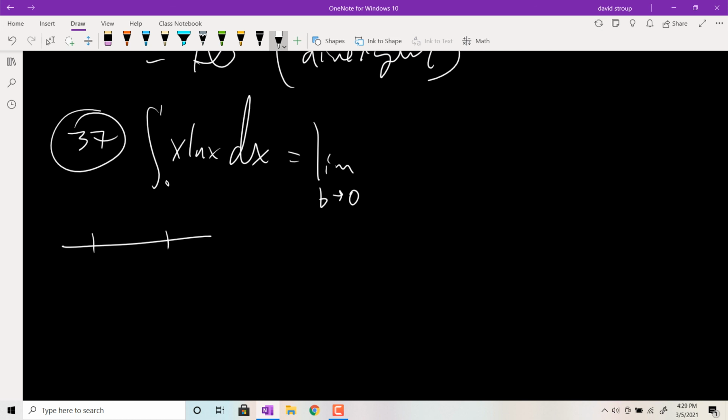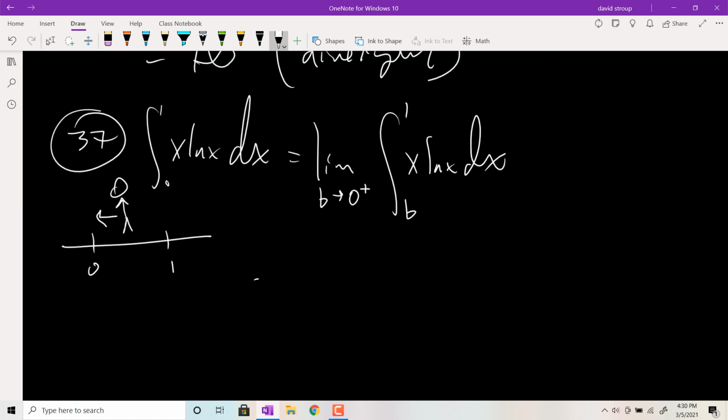So what I taught you to do is kind of think of a running man in between 0 and 1, and then we go to the discontinuity. In the direction that we are going from the little picture, we're coming in from the positive direction, so that will be b goes to 0 from the right. Replace 0 with b, and then you have x ln x dx. So I got the limit as b goes to 0 from the right, and then you just have this integral to kind of chug out.